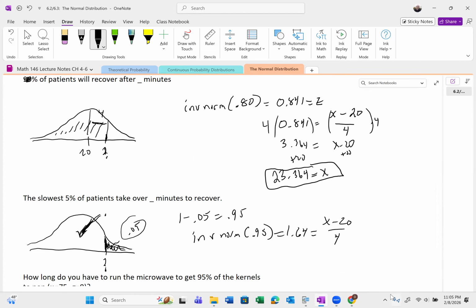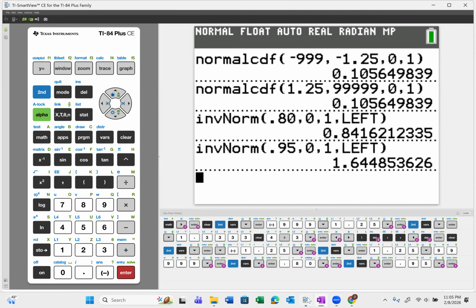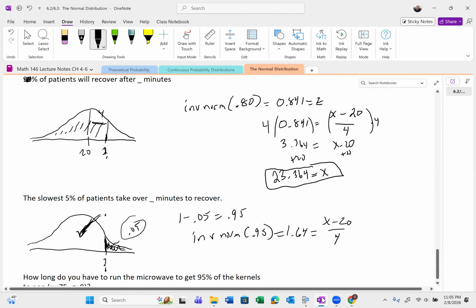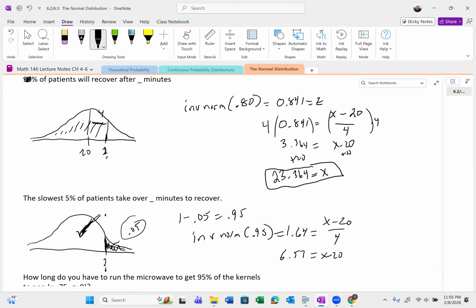To solve for x, I need to multiply both sides by 4. So take that answer and multiply it by 4. That gives me 6.57, and that's equal to x minus 20. And then to get x by itself, we need to add that 20 to both sides. And that'll give us 26.57 minutes. So the longest 5% of patients will take over 26 and a half minutes for them to recover.